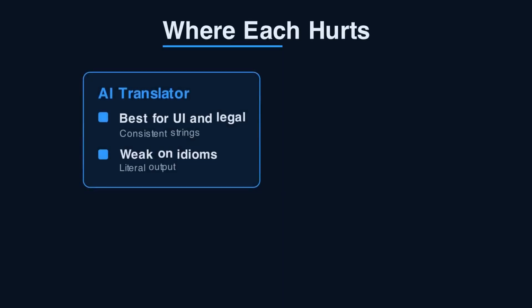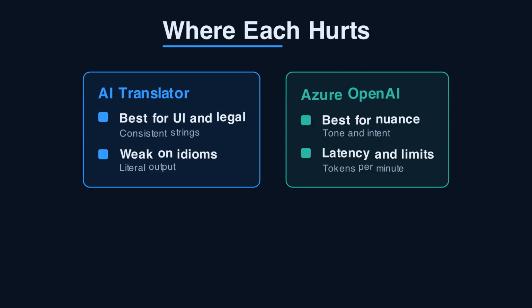Now the honest trade-offs. Translator struggles when meaning depends on deep context, idioms, or a domain glossary you want applied intelligently. Its output is literal and consistent, which is exactly what you want for UI strings and legal text, but it won't rewrite tone. Azure OpenAI handles nuance and mixed instructions, but you'll fight latency at scale, token limits on long documents, rate limits measured in tokens per minute, and the risk of hallucinated or dropped content. For high volume, Translator is far more predictable.